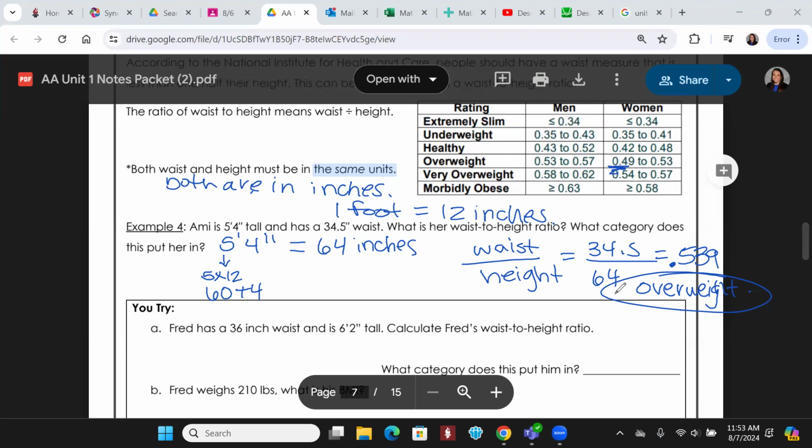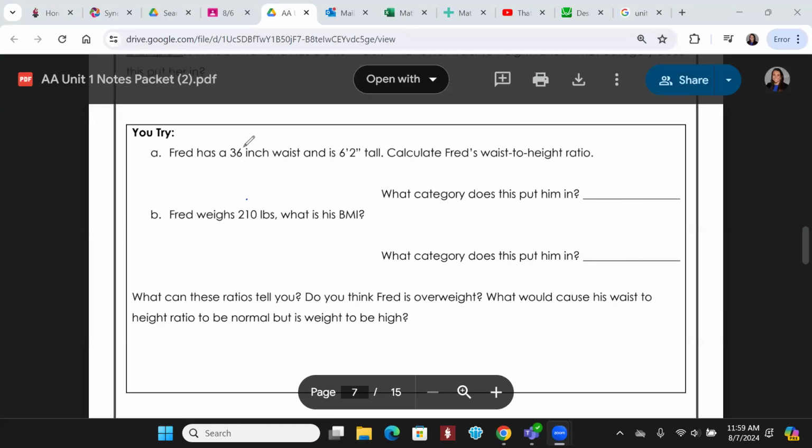Can you try the next section? Can you try the waist to height ratio and the BMI? Go ahead and take a couple of seconds. Okay, Fred has a waist of 36 inches and a height of 6'2". We're going to do the waist to height. So we're going to convert 6'2" into inches, and that should be how much? So what's 6 times 12? Okay, and then plus those 2 inches at the end. So that should be 74.